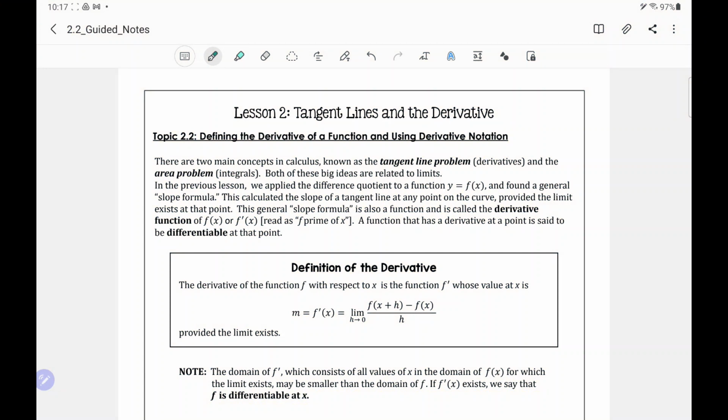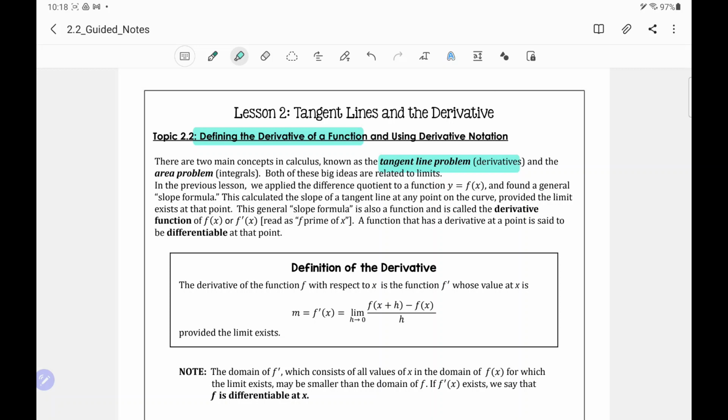Let's first define the derivative, and we're going to use derivative notation. There are two main concepts in calculus known as the tangent line problem and the area problem. You may already recall we've been doing tangent line problems a little bit. We've just skimmed the surface of it. And the area problems, which are called integrals, we haven't even got there yet. Both of these big ideas are related to limits.